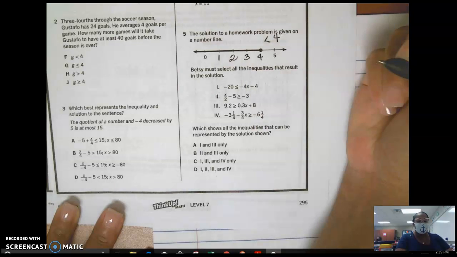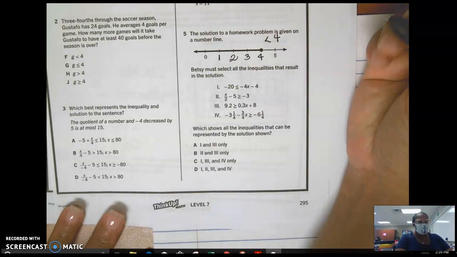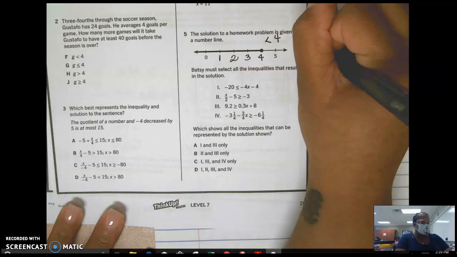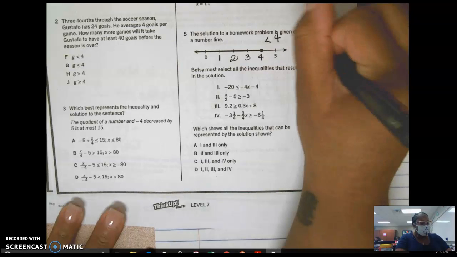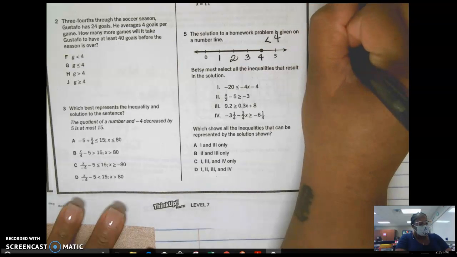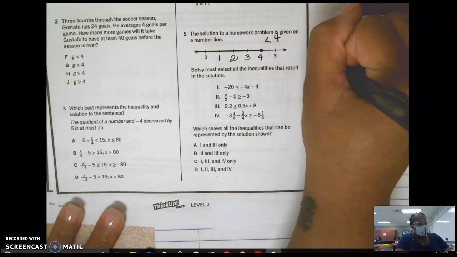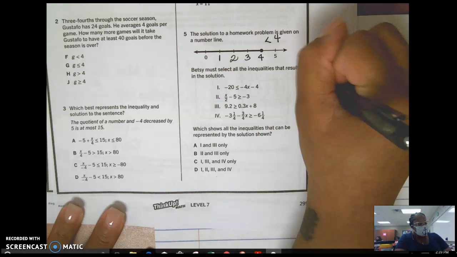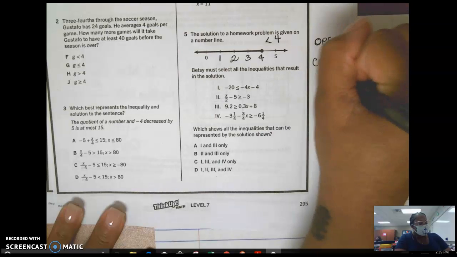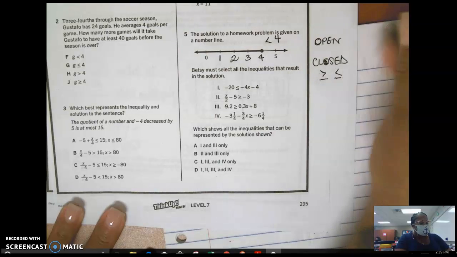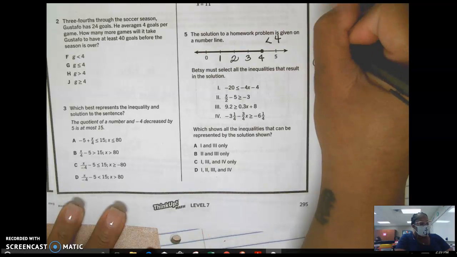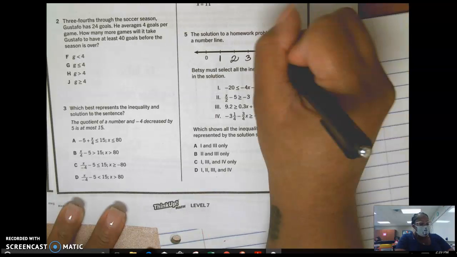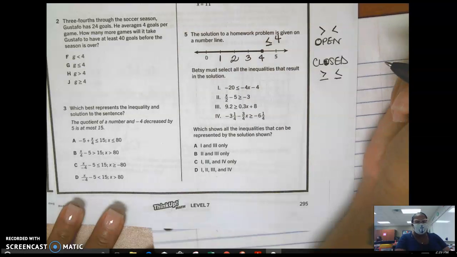Is it equal to 4? No. How do we know about the equal to signs? It is at 4 because the circle's closed. Good. It's closed. So I can do less than or equal to or greater than or equal to. I said those backwards. Greater than or equal to, less than or equal to. And if it's open, it's just less than or greater than. So I need an equal sign here with my 4.